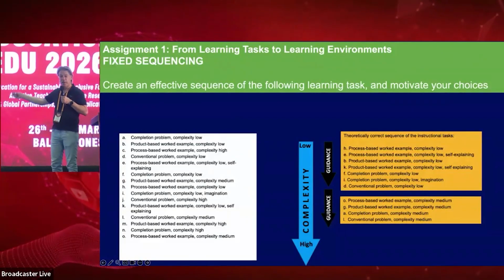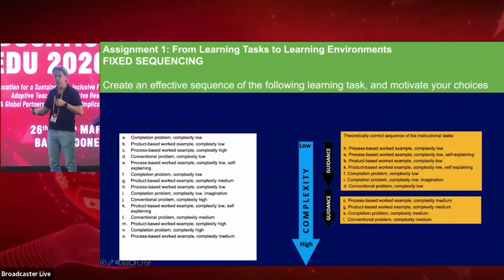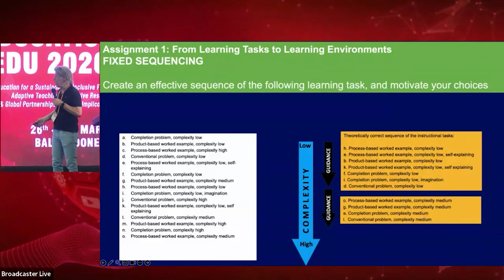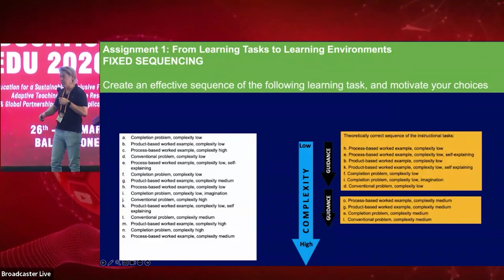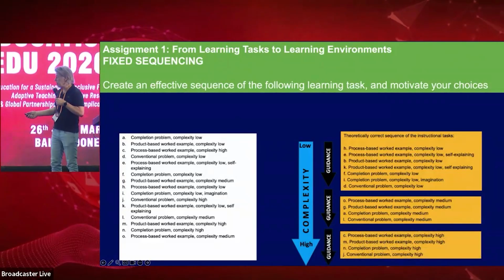Yeah, so this would be the solution, but I think the main principle is clear. So you start with complexity from lowest to highest, and then go from within each task class from high guidance to no guidance.